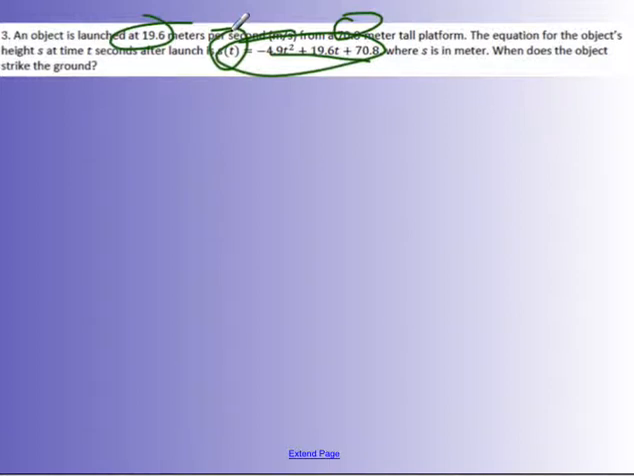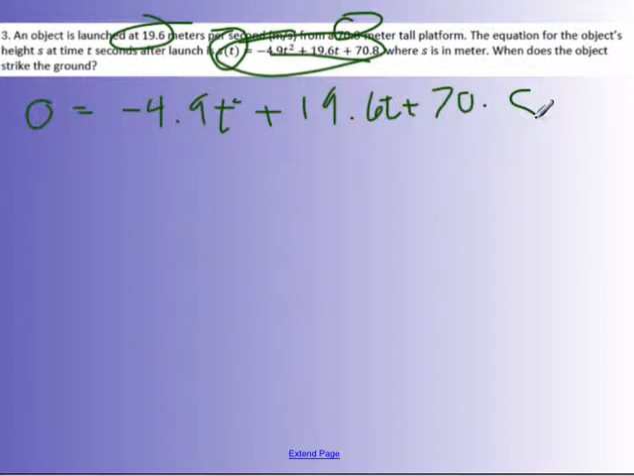So this is asking, when does the object hit the ground? Well, s of t represents how high we are off the ground. Well, think about it. If I'm on the ground, how high off the ground am I? Well, I'm at height 0. Okay, if I'm on the ground, I'm 0 meters off the ground. So now we're going to take this quadratic that was given to us and set it equal to 0. If you're ever given a quadratic and asked when does something hit the ground, you just set it equal to 0. That's all you have to do.